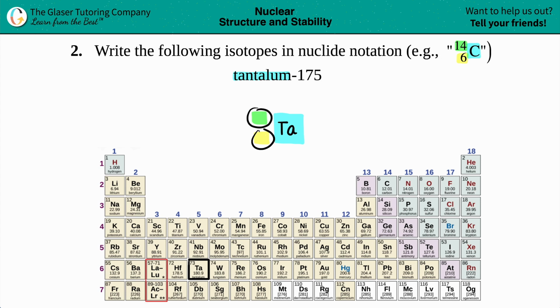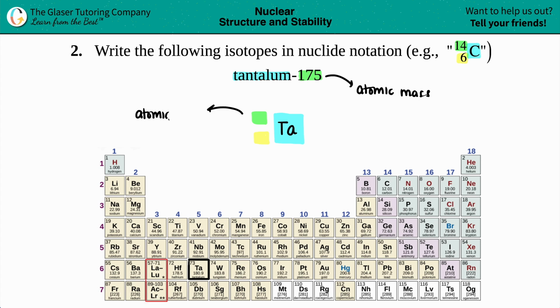Now we need a top number and a bottom number. The next number I see in our example is 175. Now, whenever they say carbon 12 or oxygen 16 or tantalum 175, that number is always the atomic mass. So it's always the bigger of the two numbers, and you could think about it like the big numbers go on the top. So your atomic mass numbers are going to be on the top.